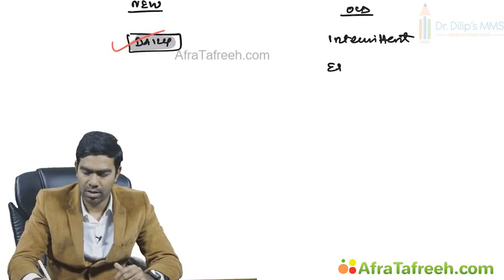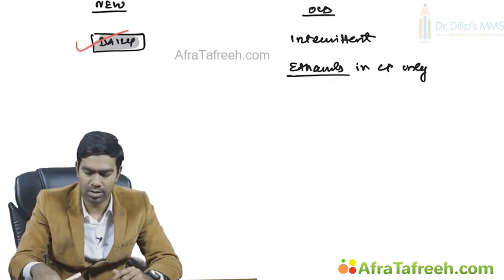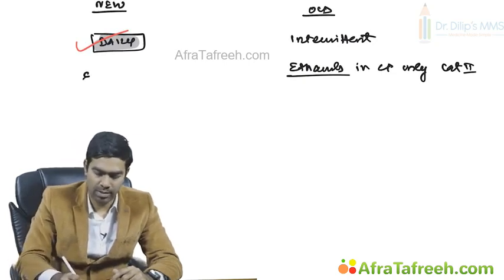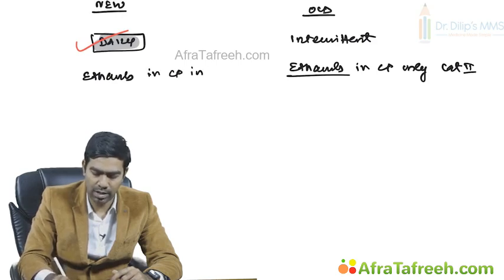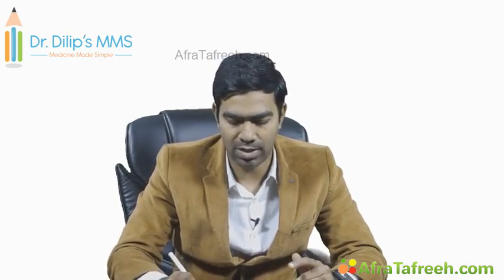And then you know that ethambutol was used in the continuation phase only for category 2 patients, which means previously treated cases. But here we are using ethambutol in the continuation phase in both category 1 as well as 2 patients, which means we don't call them category 1, 2. Just for understanding, I'm telling you this is new cases and this is previously treated cases. So in both new as well as previously treated cases, we are going to use ethambutol in the current regime.